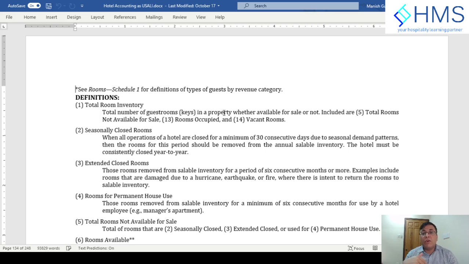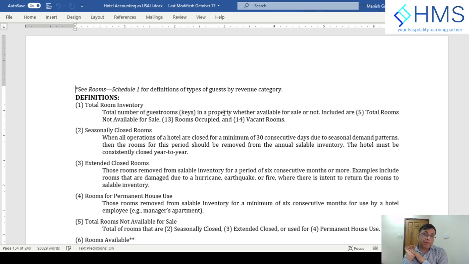But if it is a consecutive time and is closed for a minimum of 30 days during that particular season, so the closure has to be for a minimum 30 days, right? But it has to be consistent over a period of time. Then it will be removed from the inventory for those months, not for the entire year, only for those particular months.